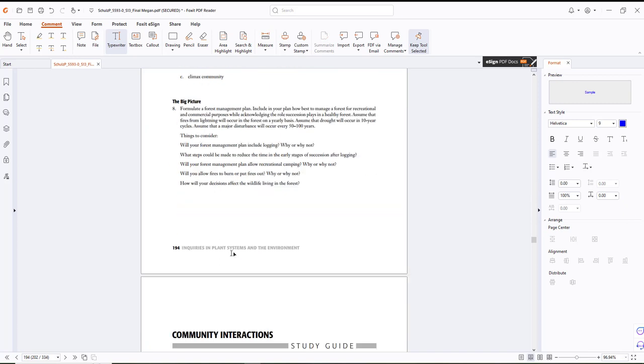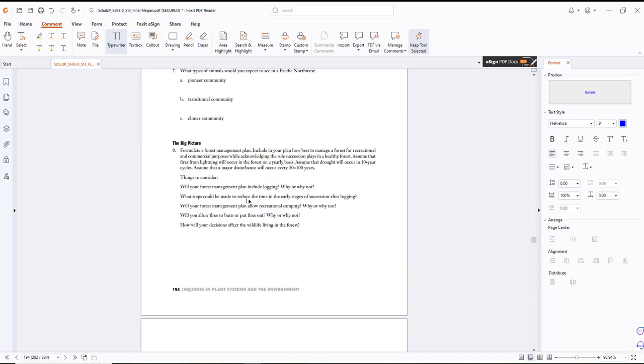Now, in this question, number 8, you're going to formulate a forest management plan. So with this management plan, it's basically going to be a big paragraph here, because you need to answer all of these questions within the paragraph. So this is going to be a pretty lengthy response. It will not be a one-sentence response. So think about all of these answers and include them in your response. So everybody has to answer that in your response there. Okay.